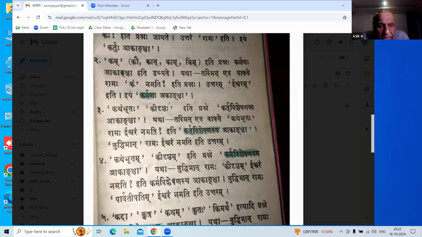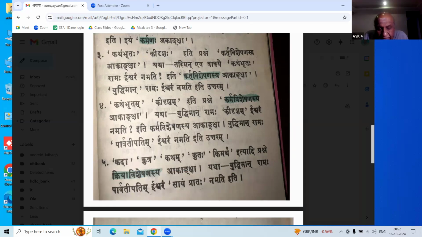In order to find out the characteristics or the qualities of the subject noun, we use these interrogatives katam bhutaha, kidrishaha. As we go further, in the further examples, we will find the other words also, kidrisha and things like that. So this is called kartru visheshanasya akanksha.